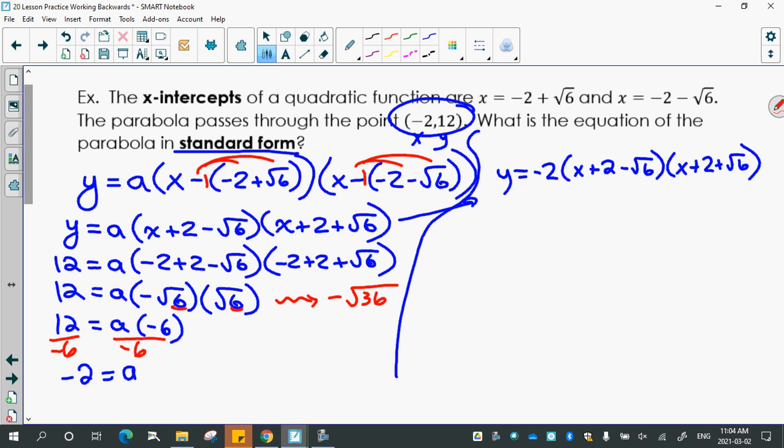And this is intercept form. So now we know A, we've got everything we need for intercept form, but we want to put it into standard form. Which means I have to multiply these two brackets together. So I'm going to leave the -2 out front. This is like triple FOIL. Okay, so I'm going to multiply the x by each thing in the second bracket. Okay?